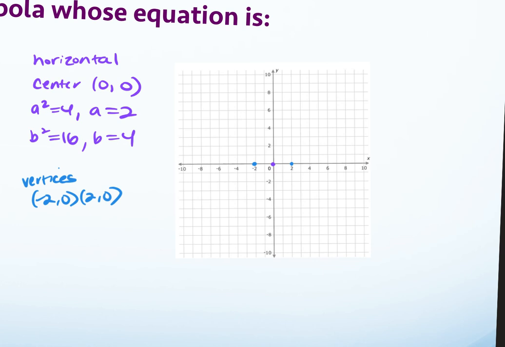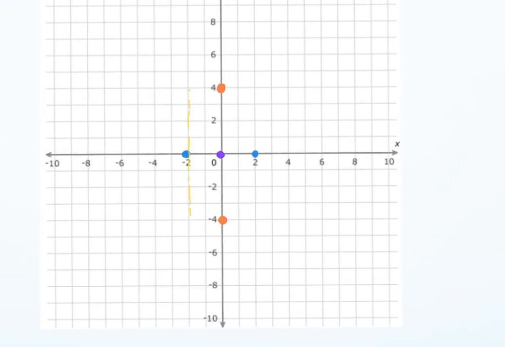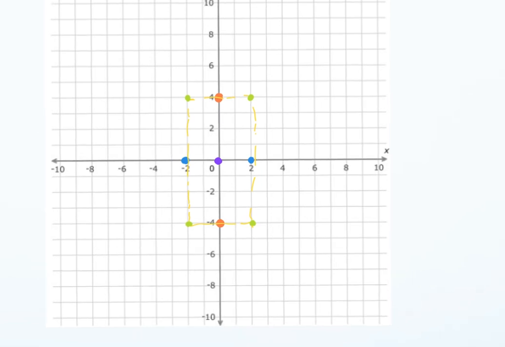Then I go up and down the B, which is 4. Those are my co-vertices, which would be 0, 4, and 0, negative 4. And now you can make your little rectangle. So I want to make a little box that passes through those 4. I want to identify the corners of that box, and I want to pass my asymptotes through it.